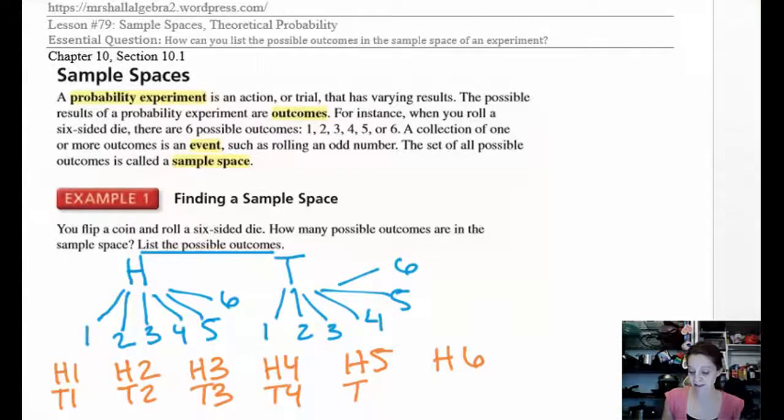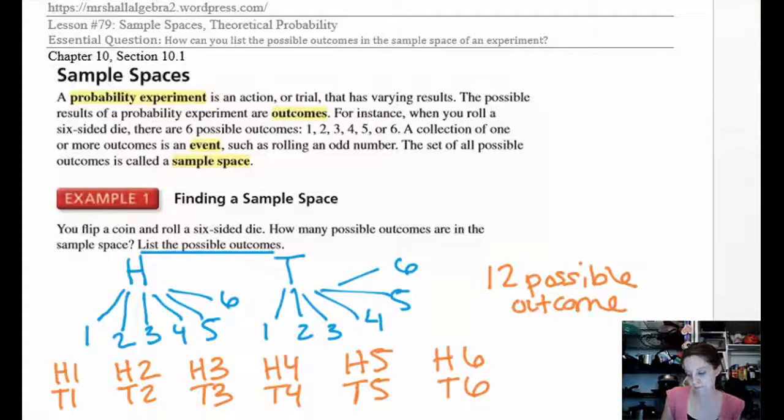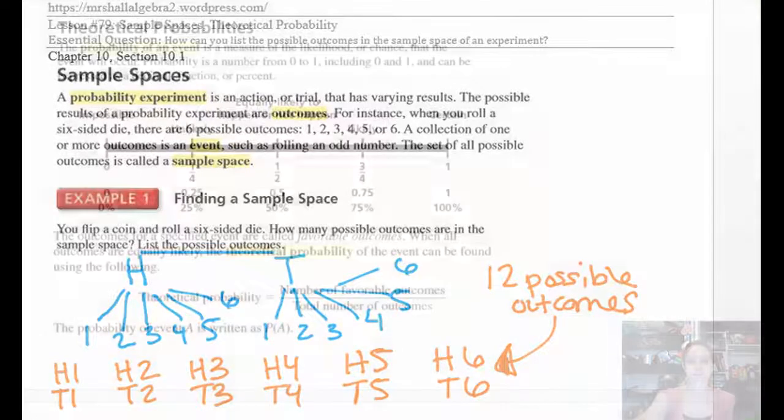Maybe you could have gone right to listing the outcomes. There is no need to draw the tree diagram if that's not helpful for you. So we list the possible outcomes, and I see that there are 12 possible outcomes. We're supposed to list them, and there are the 12.